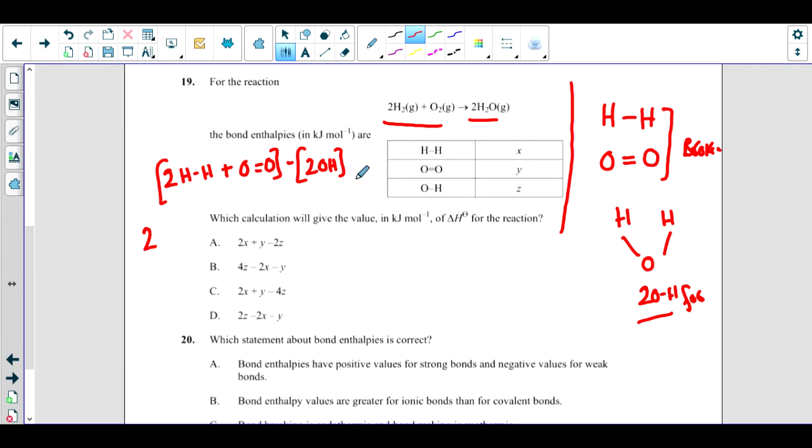For hydrogen the value is x, so 2x plus y, the value of O double bond O, minus OH, which is z. So 1 has 2, so here it should be 4, so it is minus 4z. So what's the correct answer we have? Our correct answer will be 2x plus y minus 4z, which is C.